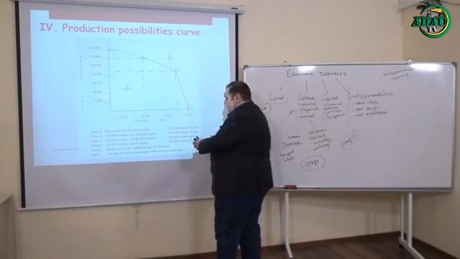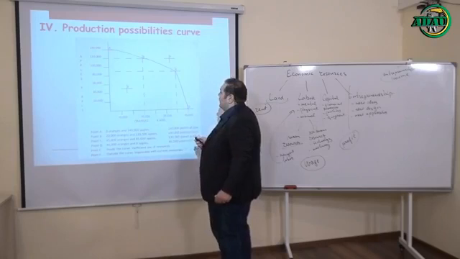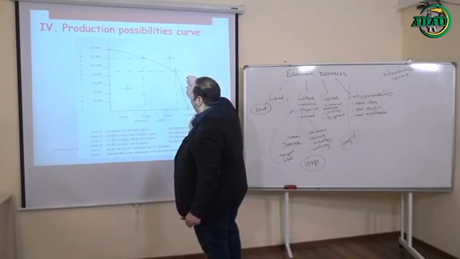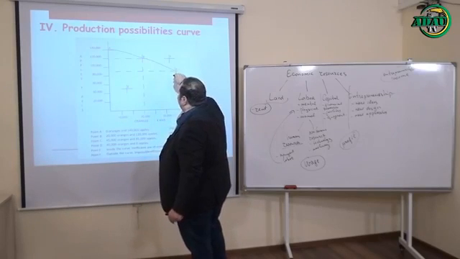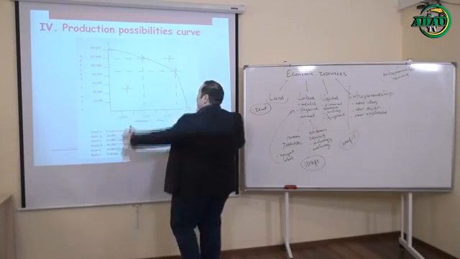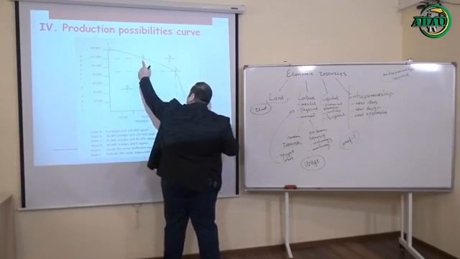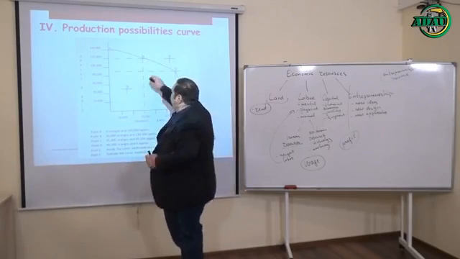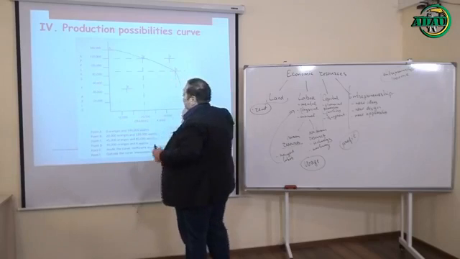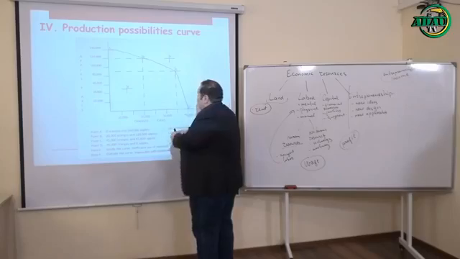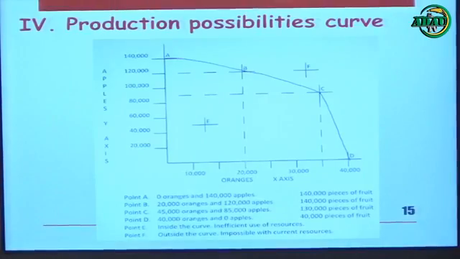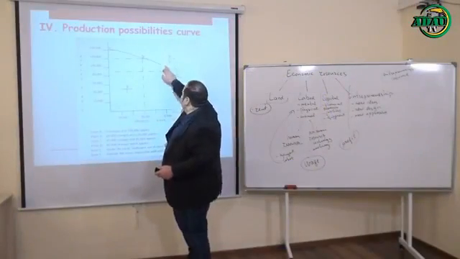In this graph, the point is B1. Why? Because it has 20,000 oranges and 120,000 apples. This combination point, this equilibrium point, is the production possibility point, which we call the production possibility curve. You see other points here, there's this one, and this one.